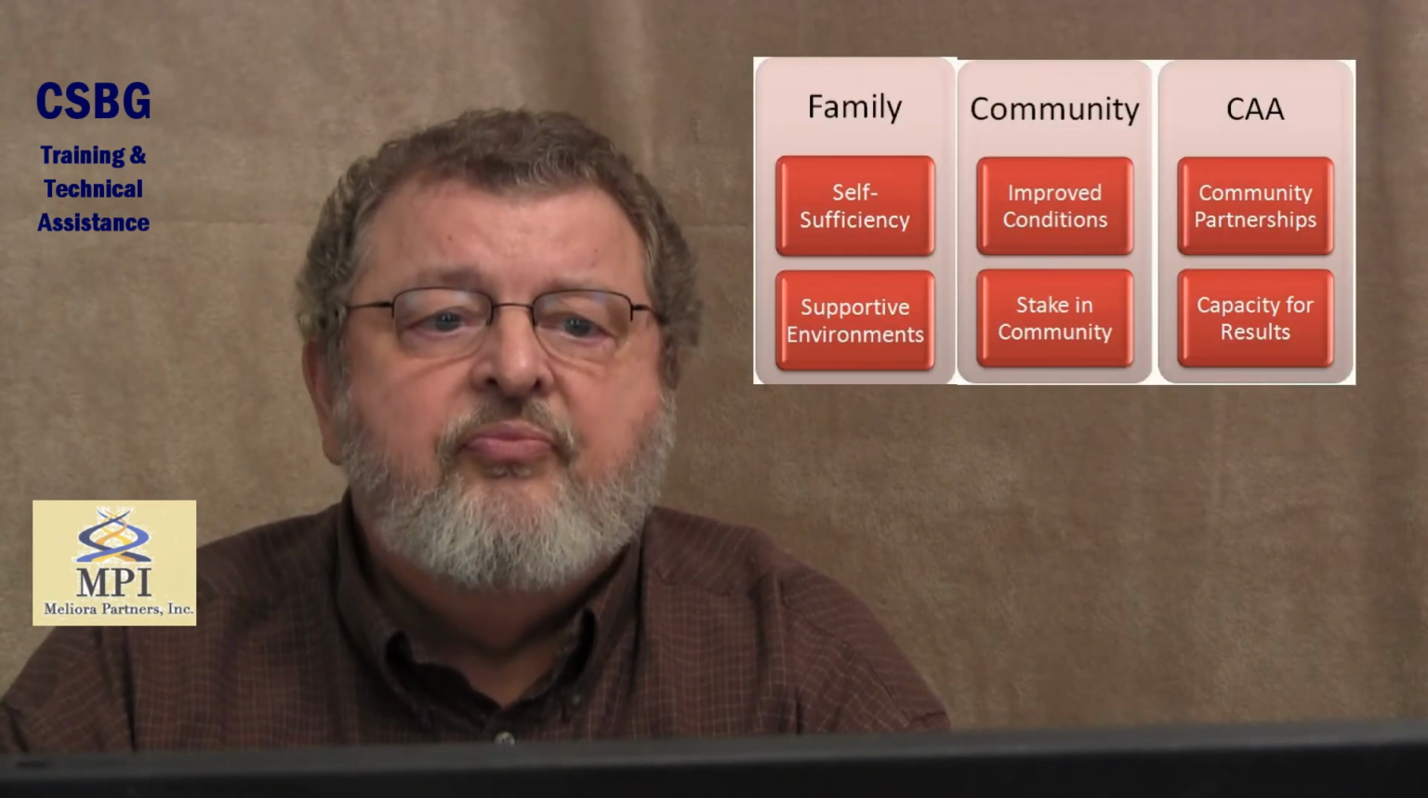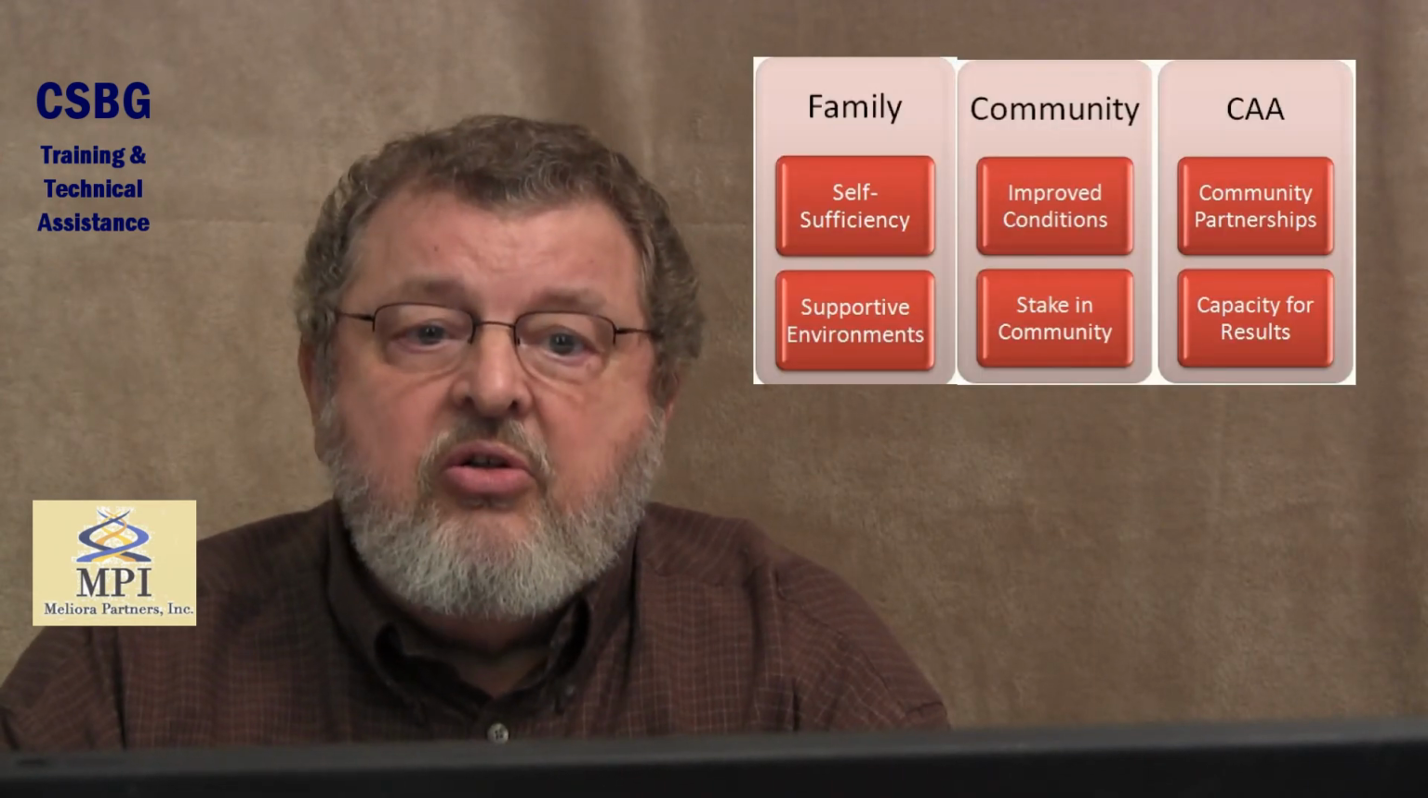The national goals and objectives provide us with ready-made categories so that we don't have to start from scratch when we're creating a strategic plan. This structure has proven over the years to accommodate virtually any activity a community action agency wants to undertake. Let's walk briefly through this framework.